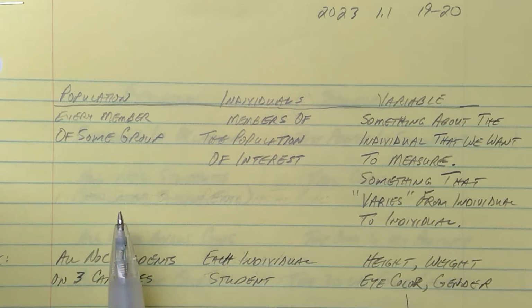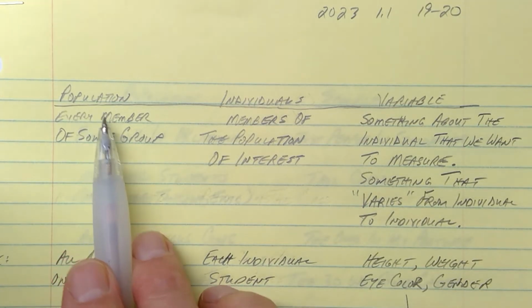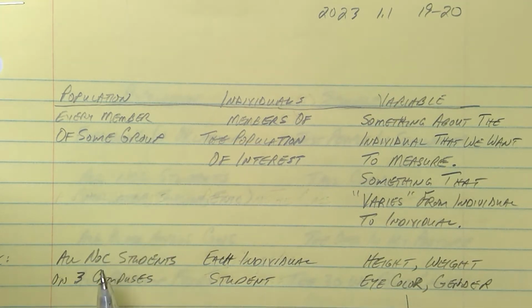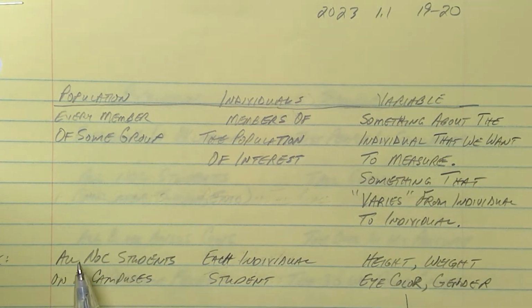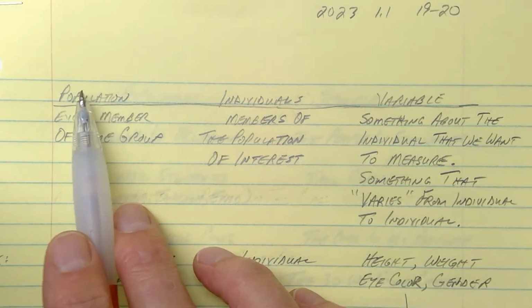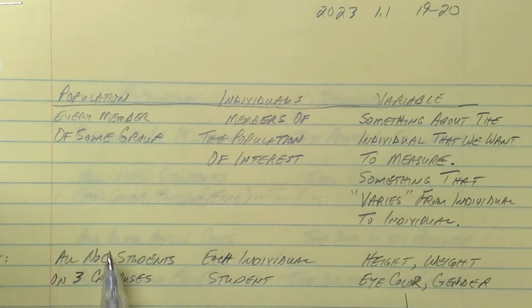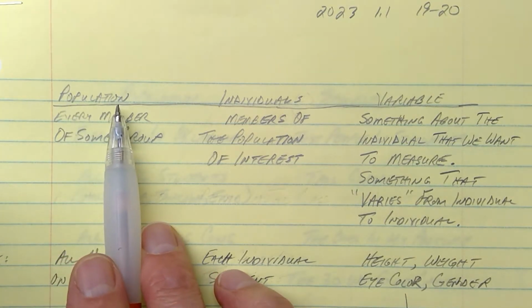Now, the first thing we'll discuss is the word population. Population is every member of some group. It's just whatever group you're looking at. Maybe we're looking at all NOC students on all three campuses. So if you put all the students from Stillwater, Enid, and Tonkawa, all three campuses, all together in one group, we could call that population. And then maybe we'd measure something about a subset of that population. It just depends how big a group you want to measure.